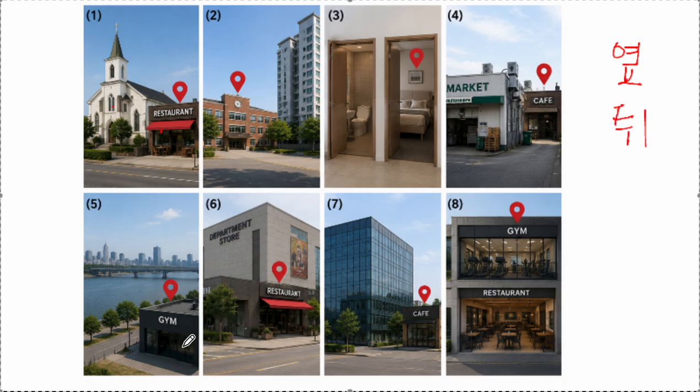헬스클럽은 어디 있어요? 헬스클럽은 한강 옆에 있어요. 식당은 어디 있어요? 식당은 백화점 아래에 있어요. 아래. 카페는 어디 있어요? This is company. 카페는 회사 옆에 있어요. 헬스클럽은 어디 있어요? 헬스클럽은 식당 위에 있어요.